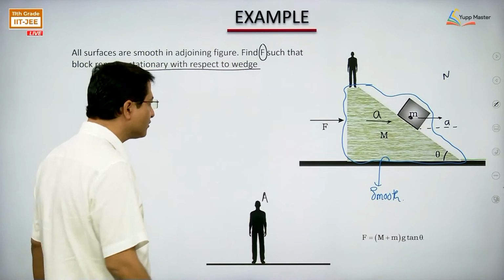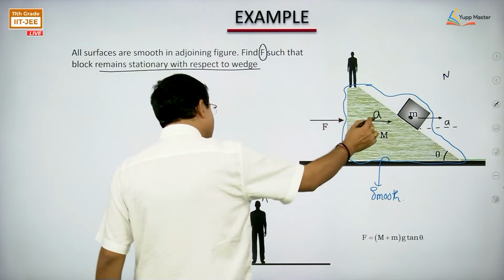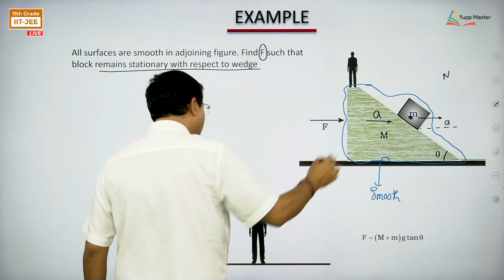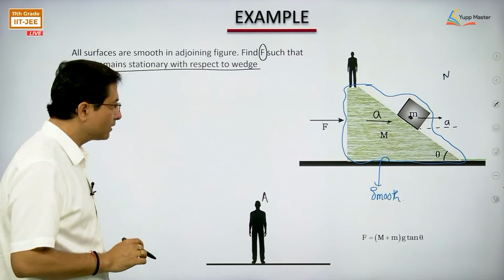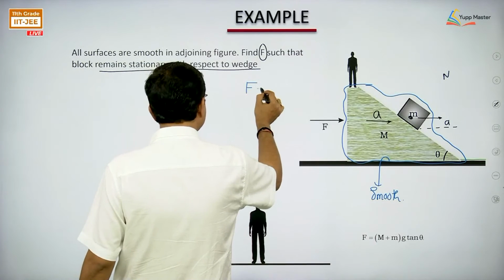Directly I can write F is equal to mass into acceleration, standing on the ground. So this is a, the acceleration of the wedge and block observed by the person on the ground, and we can write F is equal to mass into acceleration.